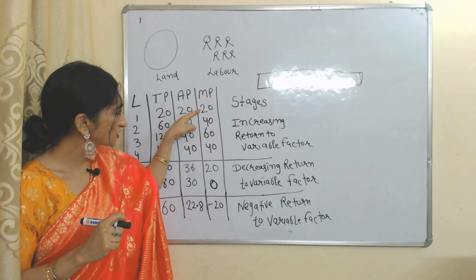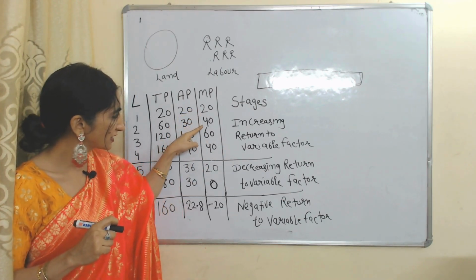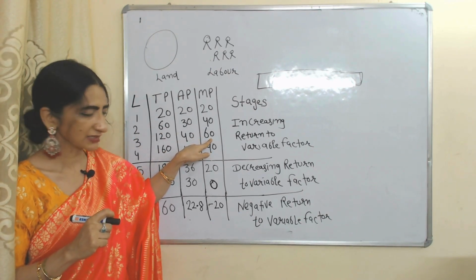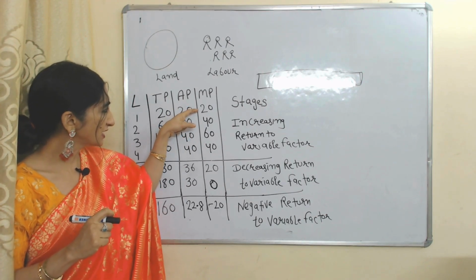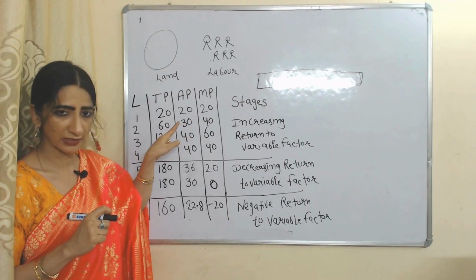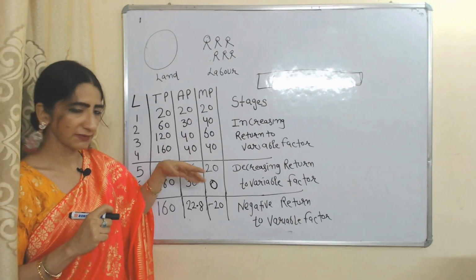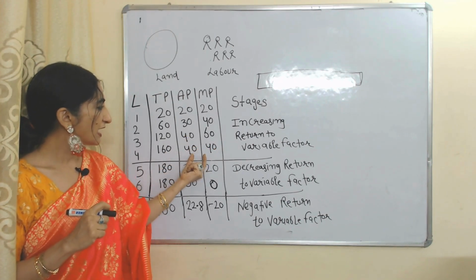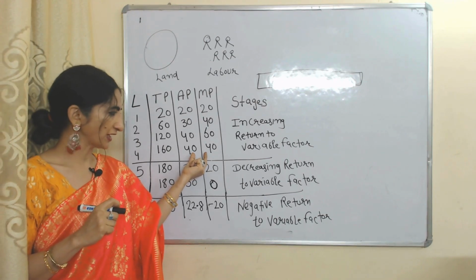Here you can see the marginal product of labor is continuously increasing. At 3 units of labor, the marginal product of labor becomes maximum. You can even see that initially the marginal product of labor is increasing more than the average product of labor. But after some time period, at the end of the first stage, the marginal product reduces and becomes equal to the average product.